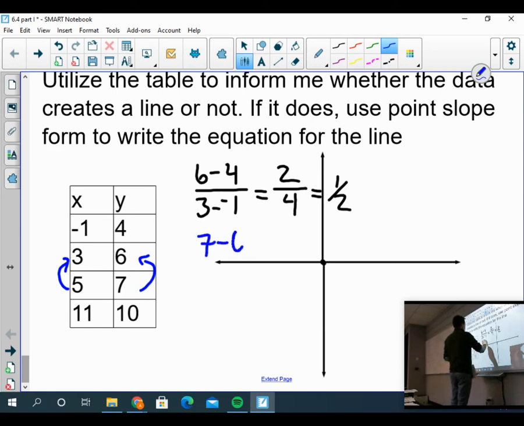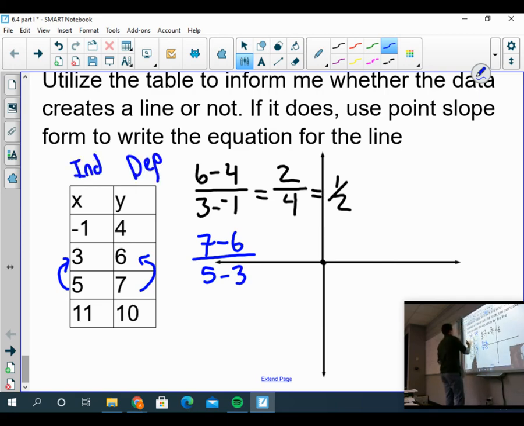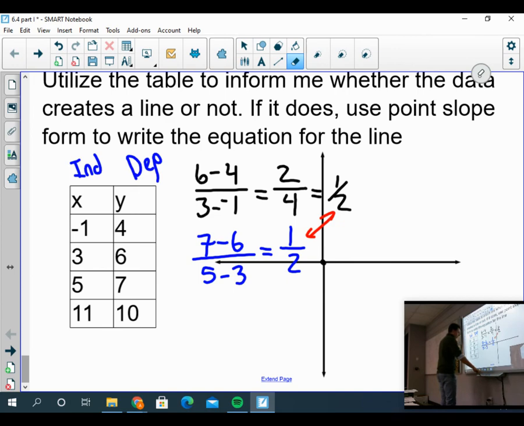Seven minus 6 over 5 minus 3. Again, your y is always going to be your dependent. X will be your independent, which is why the y is on top. 7 minus 6 is 1. 5 minus 3 is 2. Again, we have that 1/2. We're doing pretty good. Consistent slope of 1/2. Let's try the last set of points.